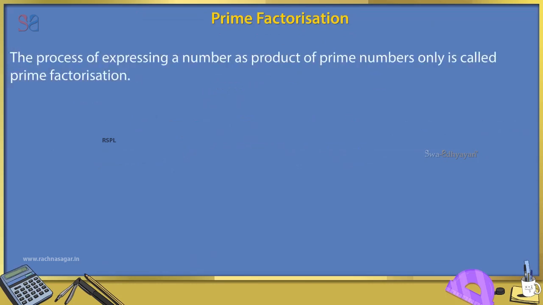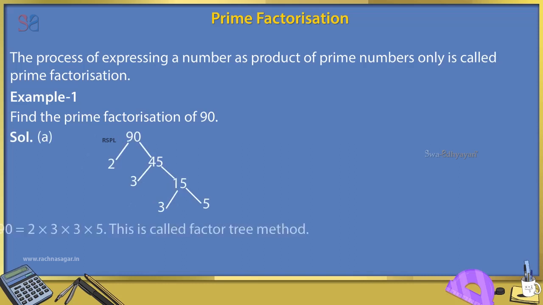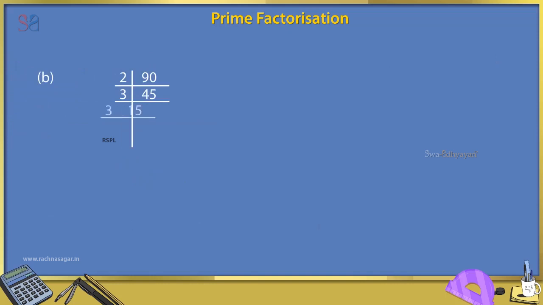Prime factorization. The process of expressing a number as product of prime numbers only is called prime factorization. Example 1. Find the prime factorization of 90. Solution A. 90 is equal to 2 multiplied by 3 multiplied by 3 multiplied by 5. This is called factor tree method. B. This is called division method.